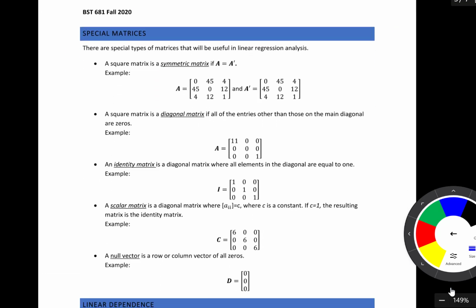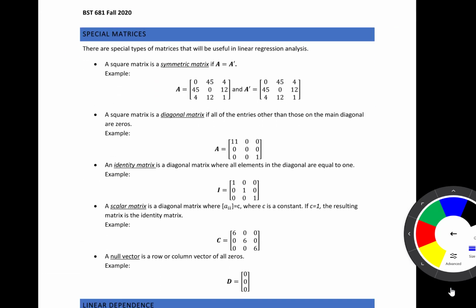Next, we're going to look at some more special types of matrices. A square matrix is considered symmetric if it is equal to its transpose. And so here's an example. Notice if we take the transpose of A, we get the same matrix, so we consider this symmetric. Another way to look at this is the diagonal of each of these matrices is the same, but then also within a matrix, notice if we look at the off diagonals, they mirror one another. So we have 45, 45, 4, 4, and 12, 12, and this is the same for both of these matrices.